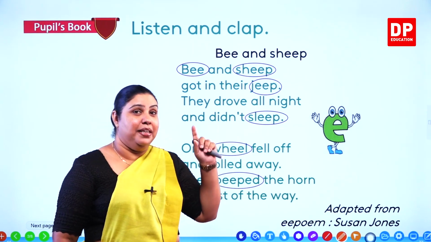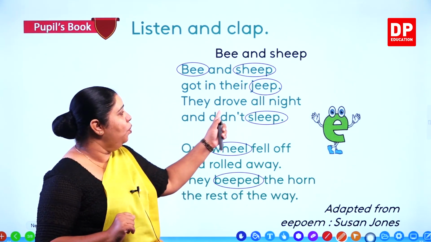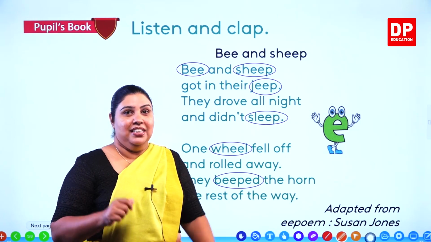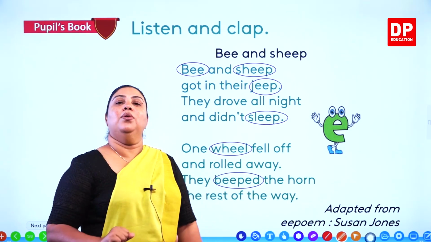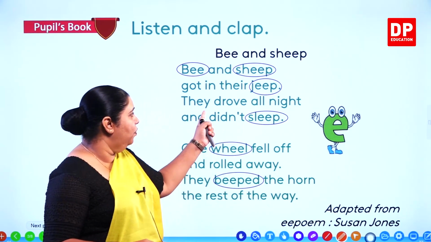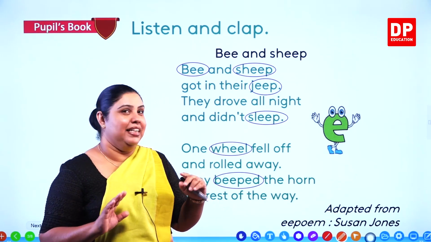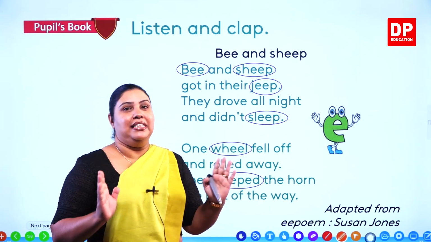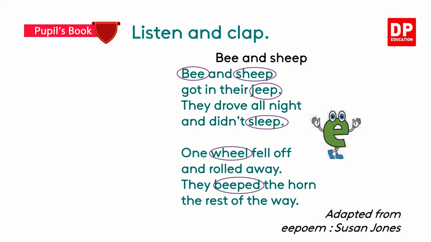What did the bee and the sheep do in the jeep? Tell me. They drove all night. Drove. මොකද්ද පුතේ drove කියලා කියන්නේ? Drive කරනවා කියන එකට. Driving. They drove all night. ඒ කියන්නේ රෑ එළි වෙනකම්ම ඒගොල්ලෝ ජීප් එකේ නැගලා ජීප් එක පැදගෙන ගියා. They drove all night and did not sleep. නිදාගත්තද? නිදාගත්තේ නෑ. Did not sleep කියන එක තමයි didn't sleep කියලා කියන්නේ. They didn't sleep. Then what did they do?